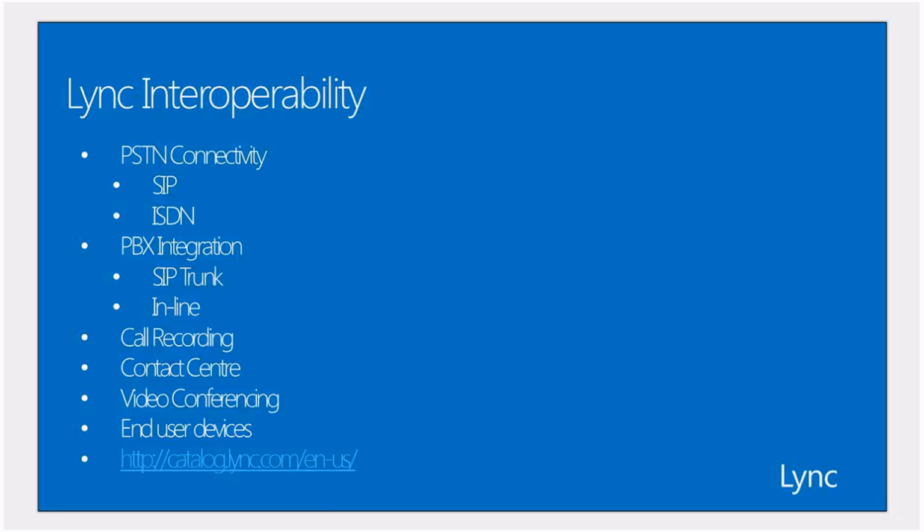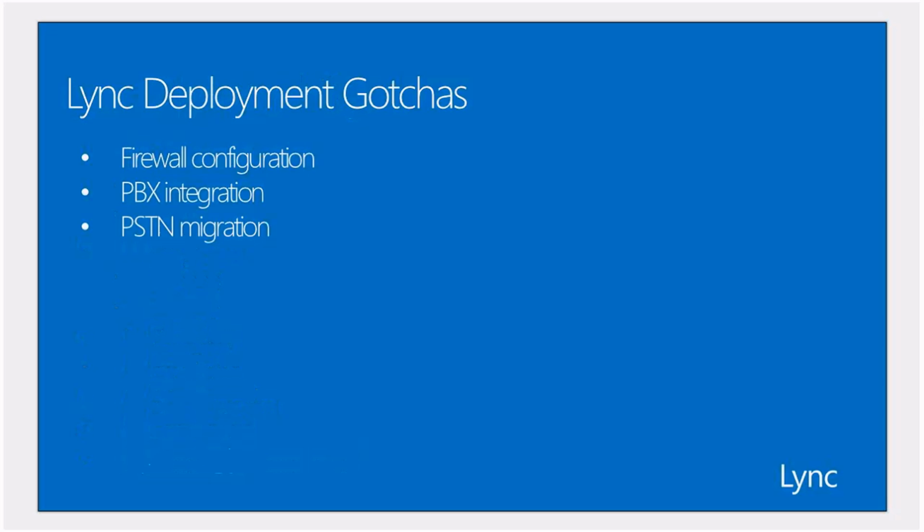So moving on from interoperability, a few of the last things I wanted to touch on were some deployment gotchas that we've come across through our work. Probably one of the first things we find, and being totally honest, most painful, is firewall configuration. When we deploy Lync, we issue our customers with a technical design document that will list all the specific things we need doing, in particular firewall ports that need opening, from specific IP addresses to specific IPs, ports, and that kind of stuff.